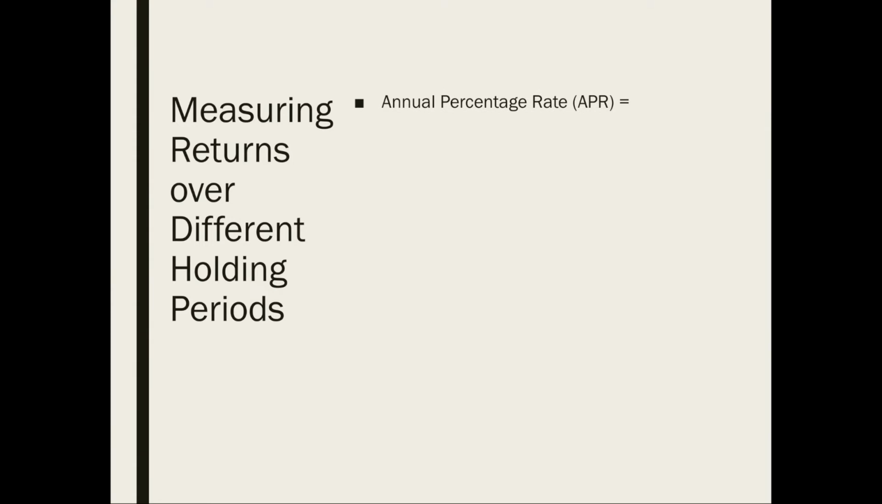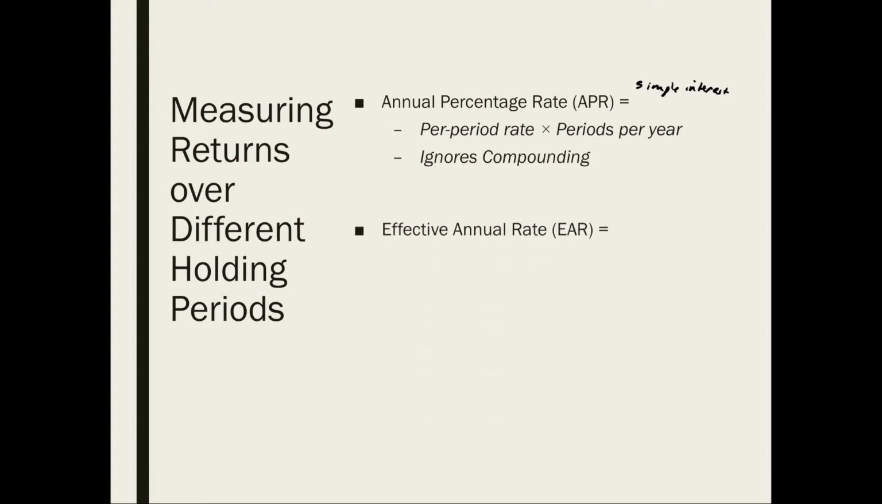The first way is calculating an annual percentage rate. Your annual percentage rate is calculated by taking your per period rate multiplied by the number of periods, and I should say the number of periods per year. With your annual percentage rate, it ignores compounding. This annual percentage rate is what is called a simple interest rate. Due to the fact that it ignores compounding, it is simply your interest rate per period multiplied by the number of periods per year.